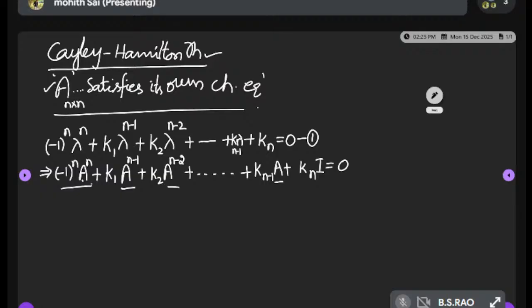In terms of the statement, write down where capital I is an identity matrix of order n by n, k1, k2, and so on, kn are constants, which are obtained by the elements of the matrix capital A.